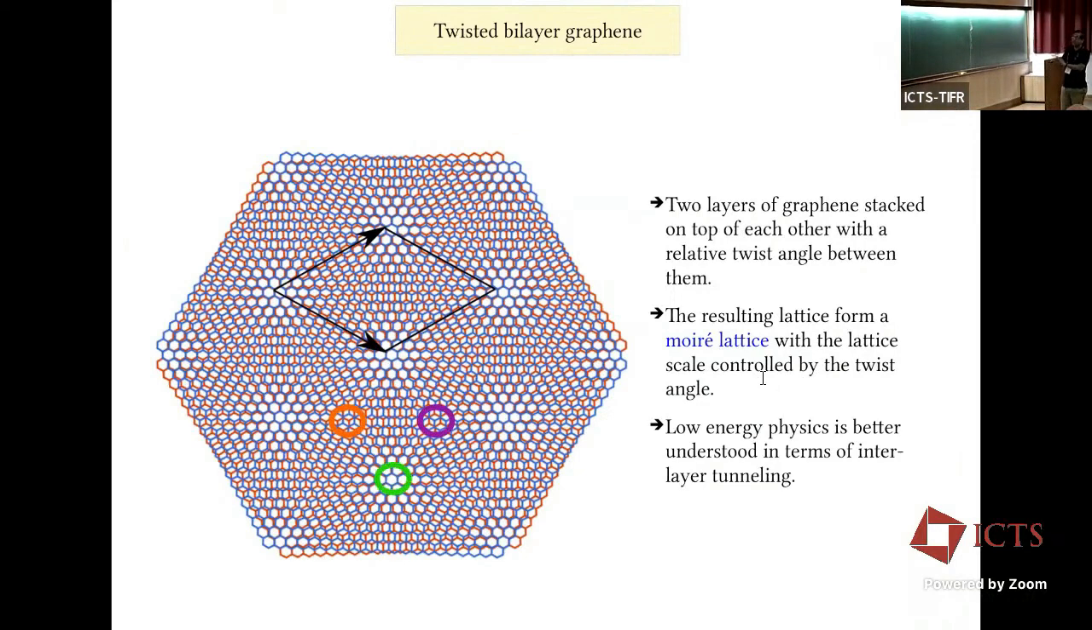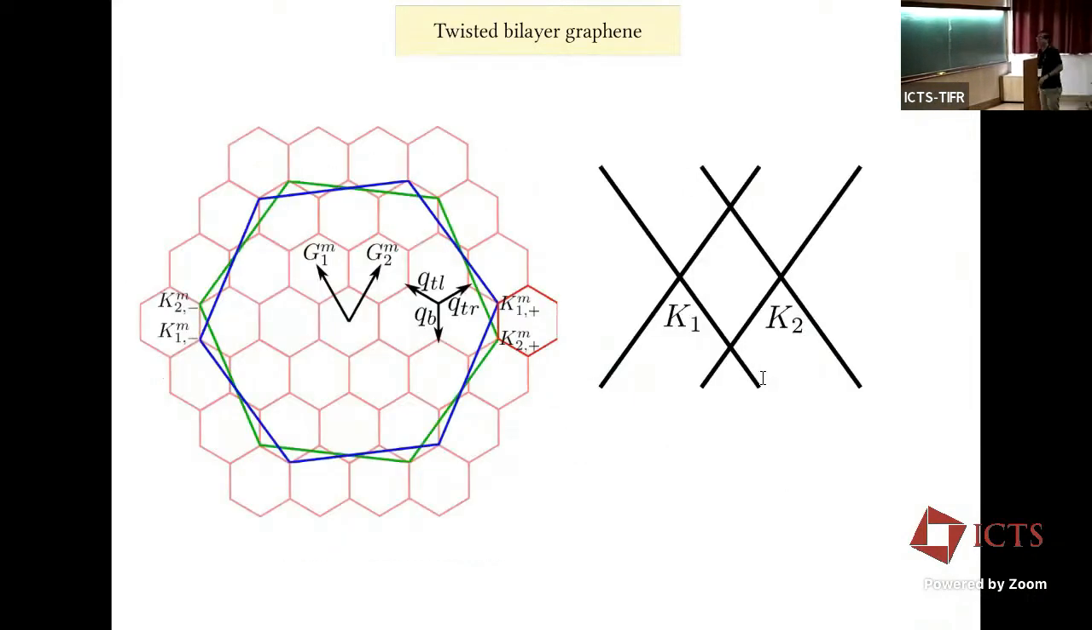So in this system now, most of the low energy physics is better understood in terms of interlayer tunneling. And you can get an idea by looking at the stacked layers that there are regions which are AA stacked, where individual carbon atoms are on top of each other. Then the carbon atoms can be stacked, half of them. That's what one will call AB stacked, and the other BA stacked. So tunneling takes place in these regions, and understanding the tunneling gives rise to understanding of the system at the low energy regime.